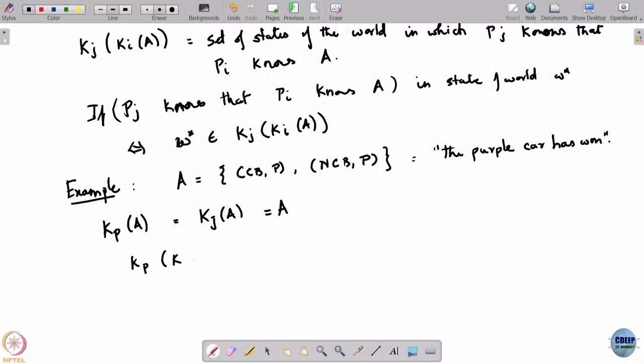Okay. So, now what would happen if I ask one more level of the knowledge hierarchy? When would Paul know that John knows that the purple car has won? It would be A itself. And when would Paul know that John knows that Paul knows that the purple car has won? It would be A itself, right? So, in other words, I can construct any such thing: Paul knows that John knows that Paul knows that John knows, etc., of A, that would be equal to A. Now, what does this remind you of? This means that the event A, which is the event that the purple car has won, is common knowledge, right? So, this event A is in fact common knowledge.